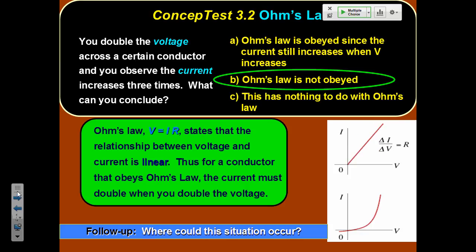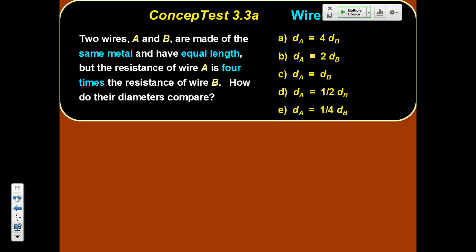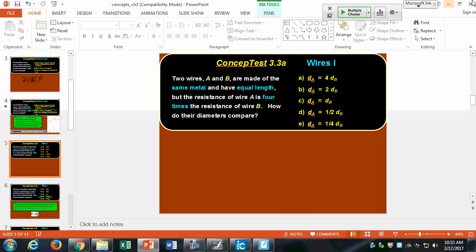We'll look at ohmic versus non-ohmic devices soon. I'll talk about these graphs. Let's see, have we talked about this actually? Let me know if we have. No, so we'll come back to this.